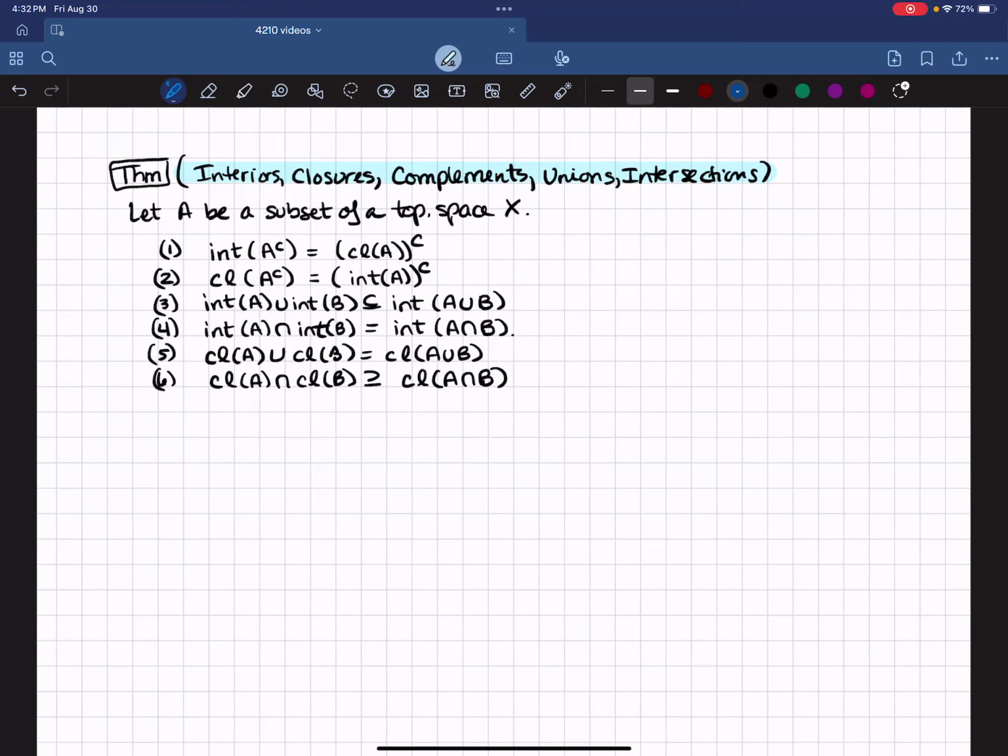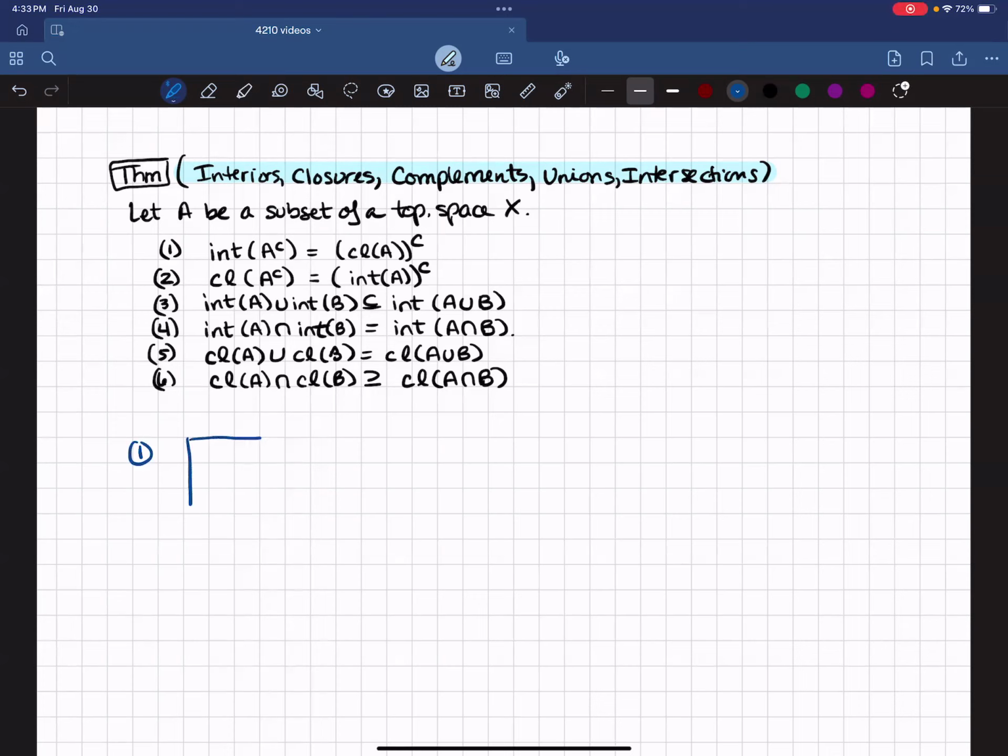So the first two talk about how interior and closure interact with complements. So the interior of the complement of a set is the complement of the closure of the set. And then the second one says the closure of the complement of a set is the complement of the interior of the set. All right, let's just quickly think about what that means.